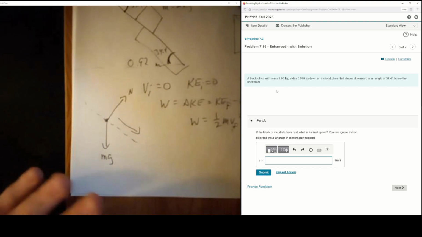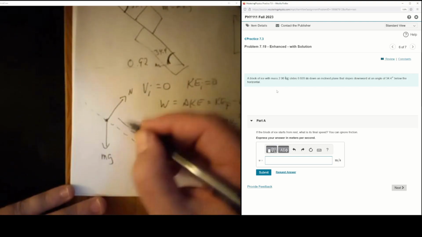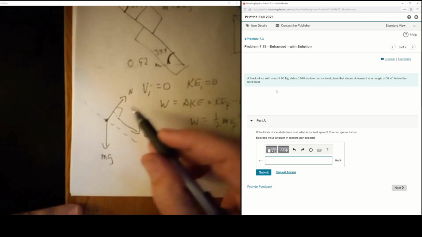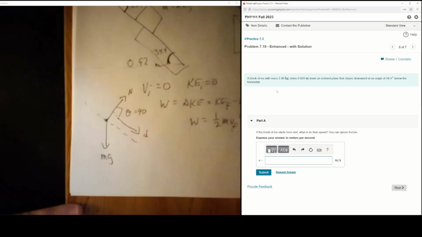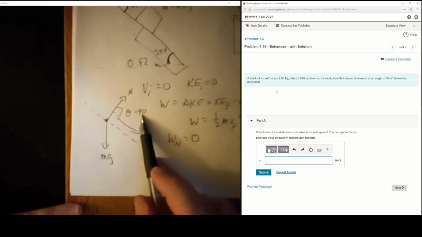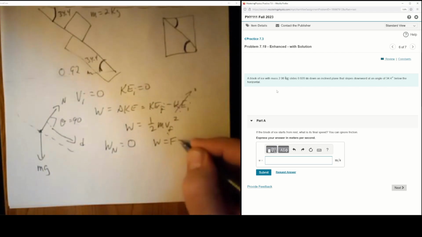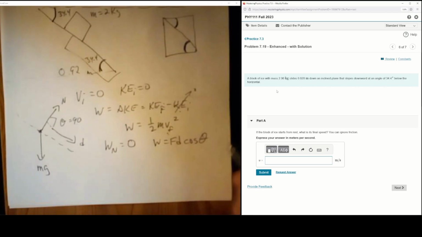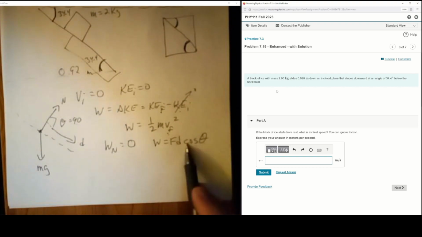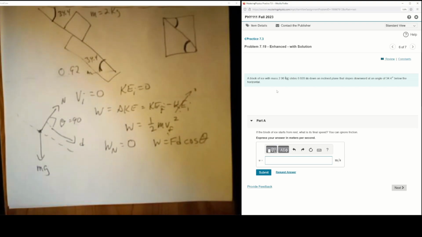So notice our displacement is perpendicular with the normal force. Perpendicular means an angle of 90 degrees. So the work done by the normal force is 0 because cosine 90 is 0. And remember, work is force times displacement times cosine of the angle between them. And the angle between them is 90. Cosine 90 is 0. 0 times F d is 0. So the normal force, again, is not doing any work to push this to the right.